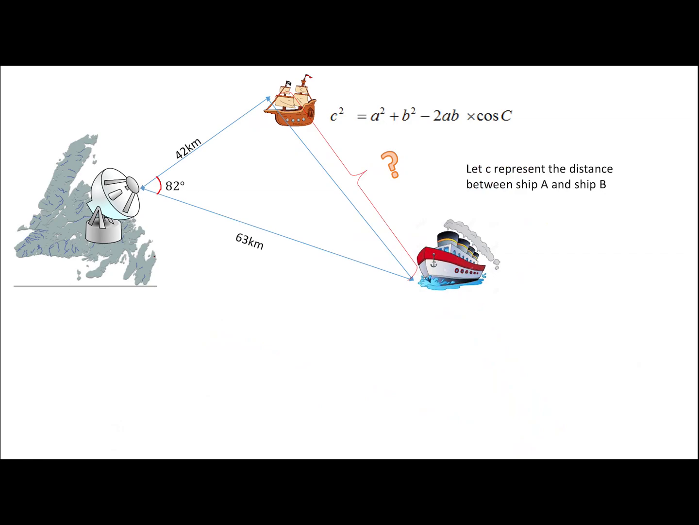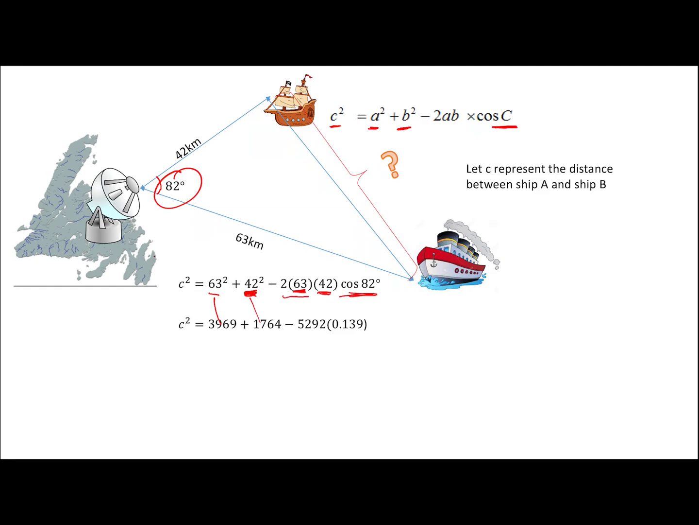Okay, so here we go. Let C represent the distance between ship A and ship B. That's C right there. We know what A is. It could be 42 or 63. And B is the other side. And angle C is 82 degrees. All right, substitute all our values in here. A is 63. B is 42. Cos of 82, we just start solving.